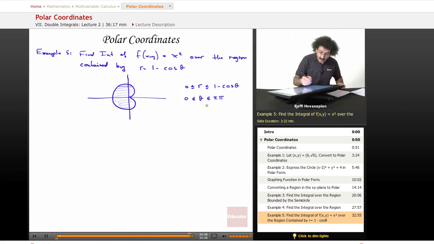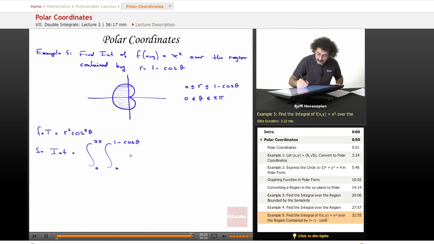So now let's do f. Well, x squared is r squared cosine squared theta. So the integral equals, well, theta is going to run from 0 to 2 pi, and r is going to run from 0 to 1 minus cosine theta. Our integrand is r squared cosine squared theta, and our area element is r dr d theta.